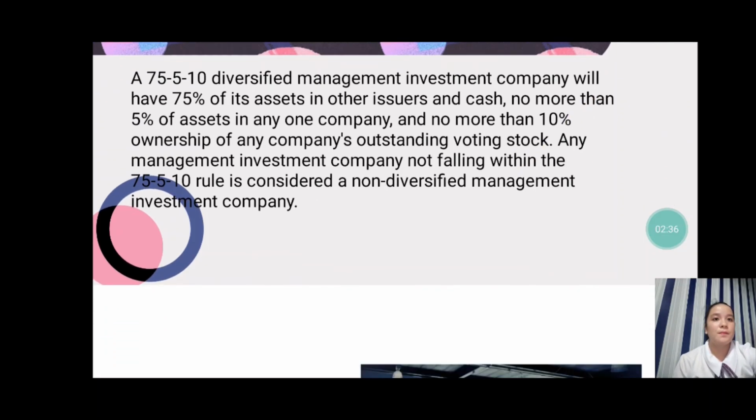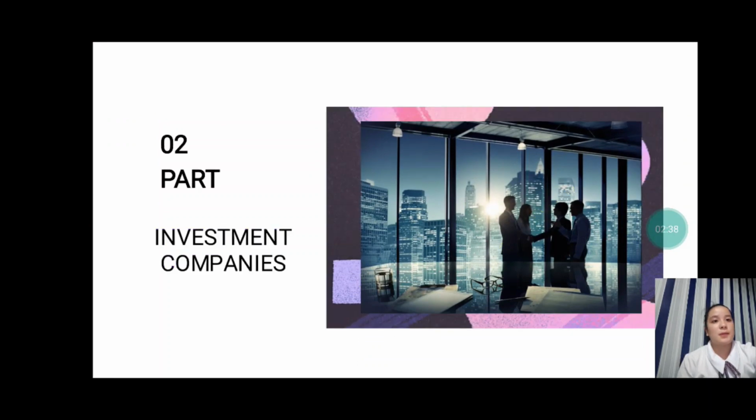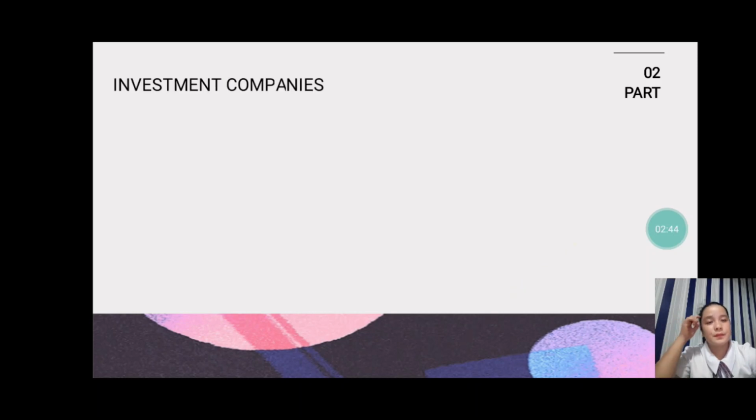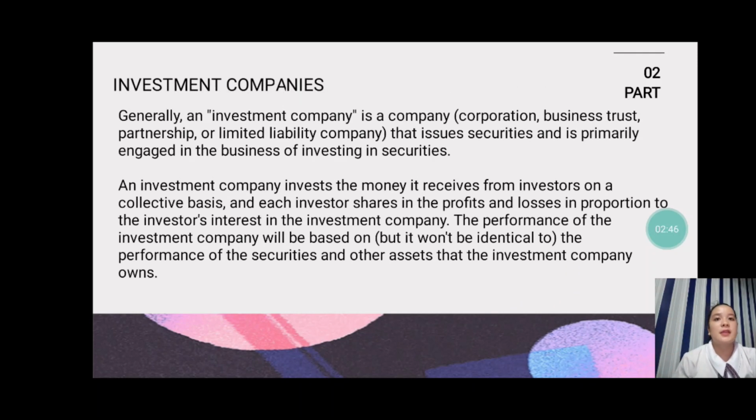We move to investment companies. Generally, an investment company is a company or corporation, business trust, partnership, or limited liability company that issues securities and is primarily engaged in the business of investing in securities.